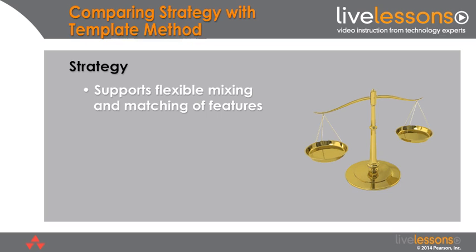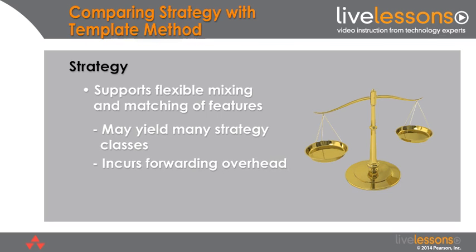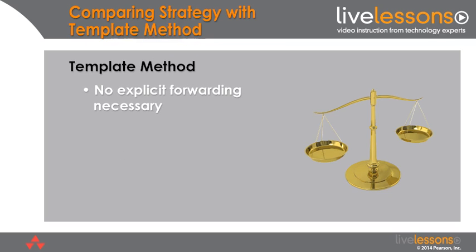The downside with strategy is you can end up with lots and lots of strategy classes, and there may be a bit of overhead for forwarding different operations. Template method, in contrast, doesn't necessarily require explicit forwarding, so it may be arguably a little bit faster in terms of runtime performance. And it may also be easier for small use cases. If you only have a couple of sources of variability, strategy can be overkill, and template method is easy to use.